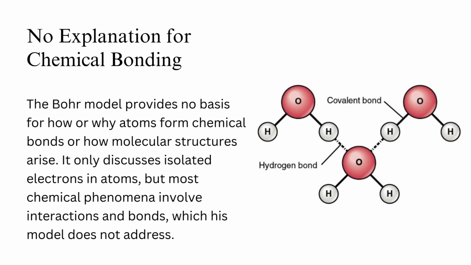No explanation for chemical bonding. The Bohr model provides no basis for how or why atoms form chemical bonds or how molecular structures arise. It only discusses isolated electrons in atoms, but most chemical phenomena involve interactions and bonds, which his model does not address.